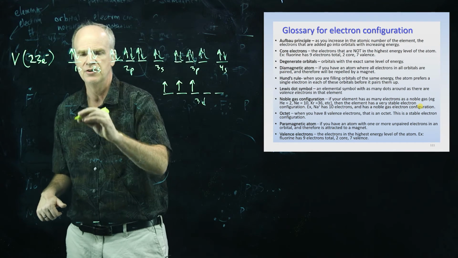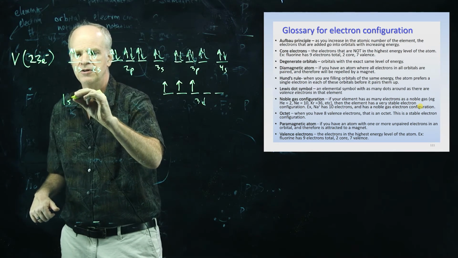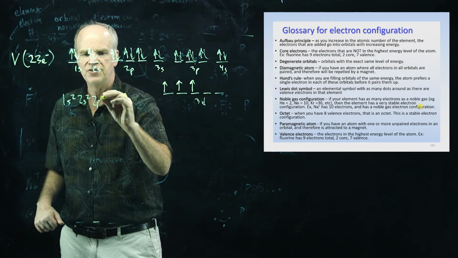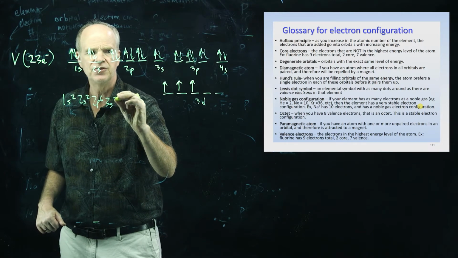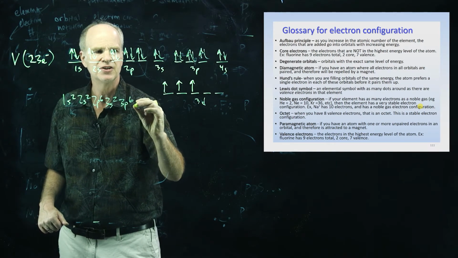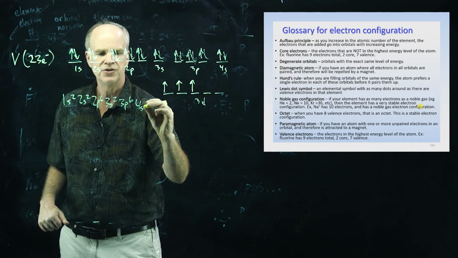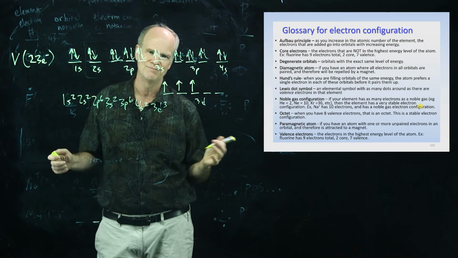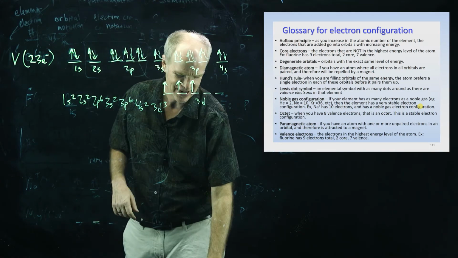So it is 1s2, 2s2, 2p6, 3s2, 3p6, 4s2, 3d3. So that's pretty cool, right? Or maybe that's not the right word, but that is correct.